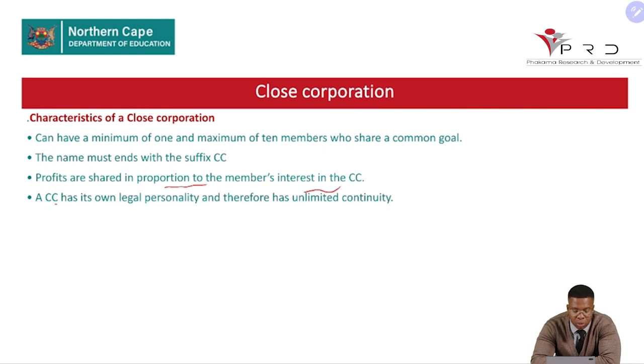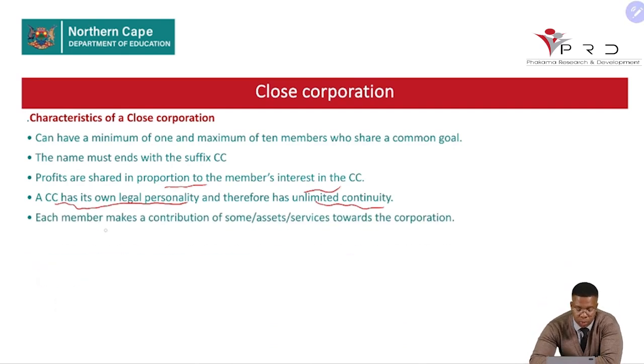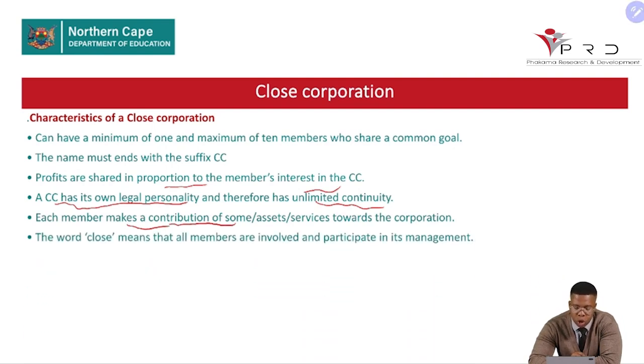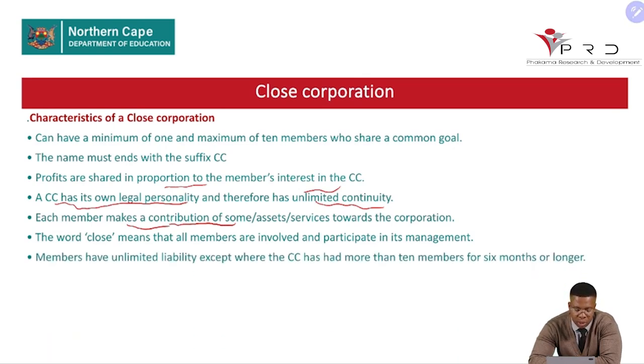And then another one, a close cooperation has its own legal personality, therefore it has unlimited continuity, meaning if one member passes away, then the company or the close cooperation can continue to operate. Each member makes a contribution of some sort. It can be an asset or a service towards the corporation. And then the word close means that all members are involved and participate in its management. And members have unlimited liability except where the closed corporation has had more than 10 members or for 6 months or longer.